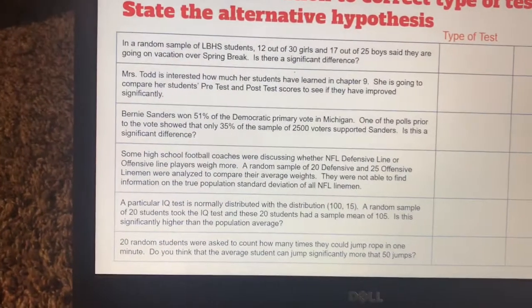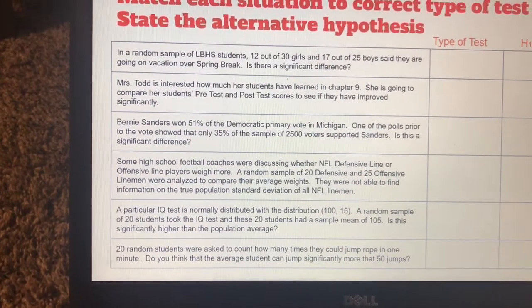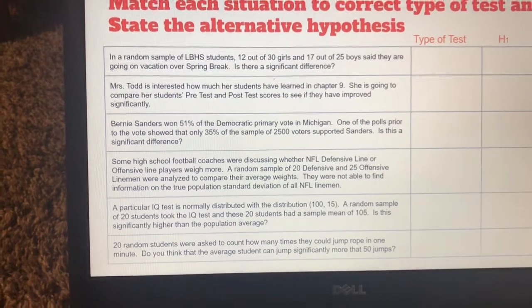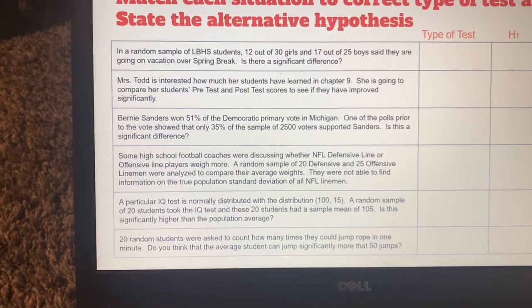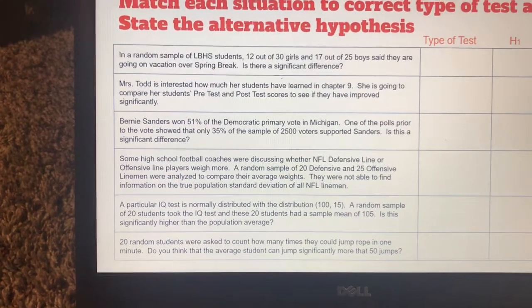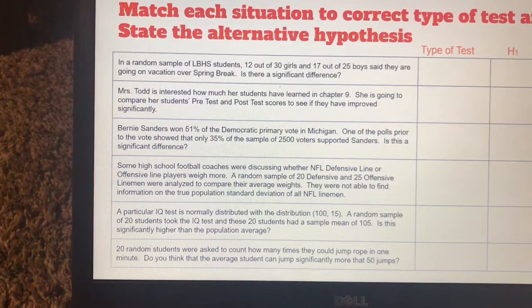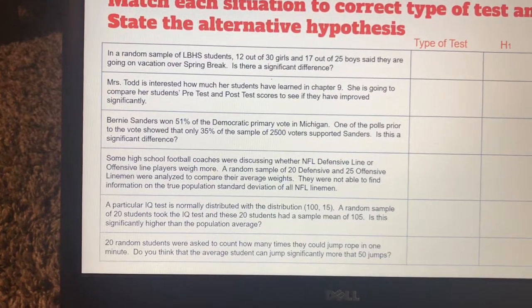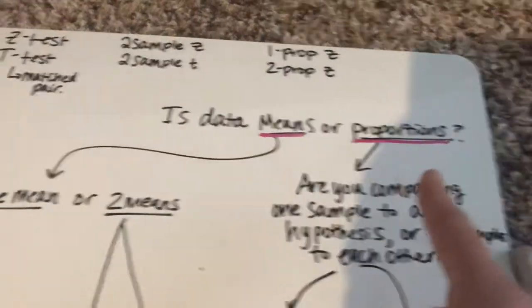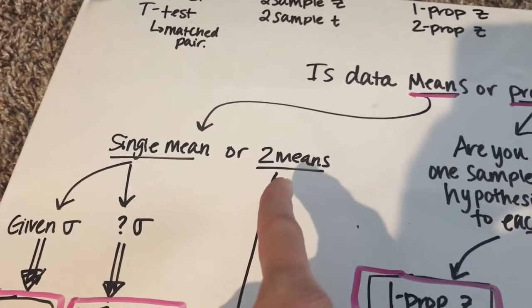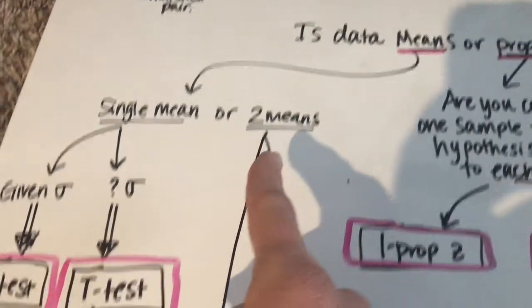All right, let's look at the second one. Mrs. Todd's interested in how much her students have learned in Chapter 9. She's going to compare her students' pre-test and post-test. This is probably the most missed question. If we're talking about test scores, I should have probably made that clearer, but we're talking about averages, not proportions. Think of all the students' test scores, a pre-test and a post-test. So are we talking about means or proportions? Means. Are we talking about a single mean or two? Two means, because I want to compare your pre-test to post-test.